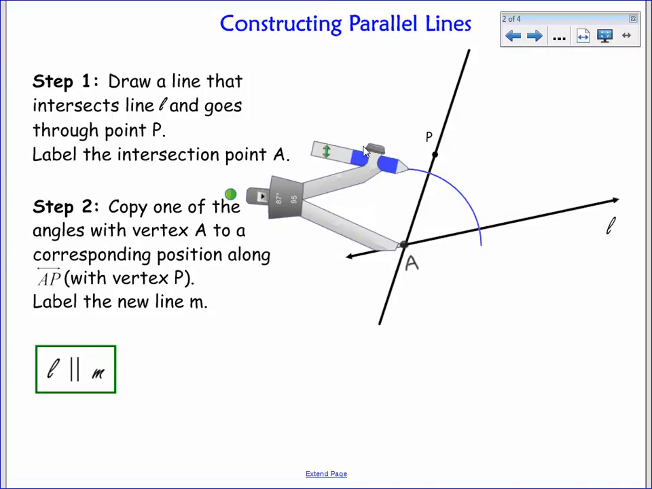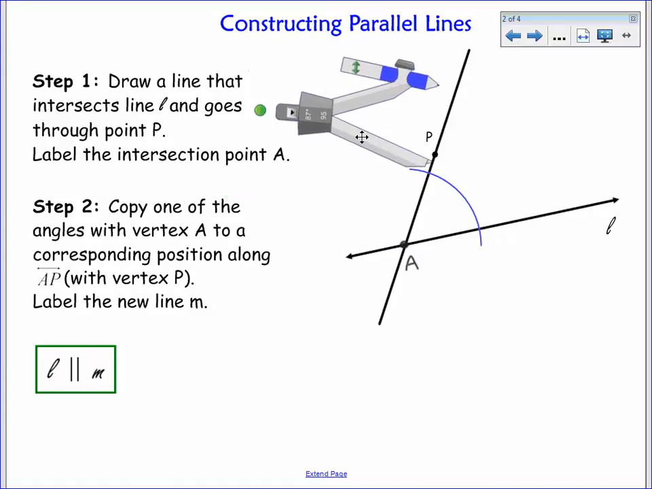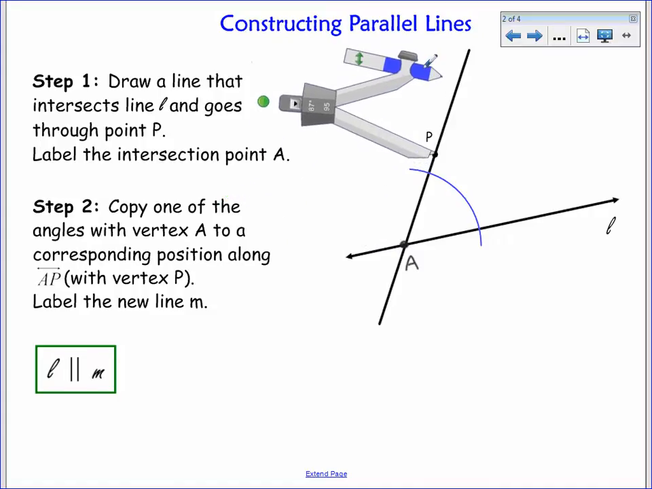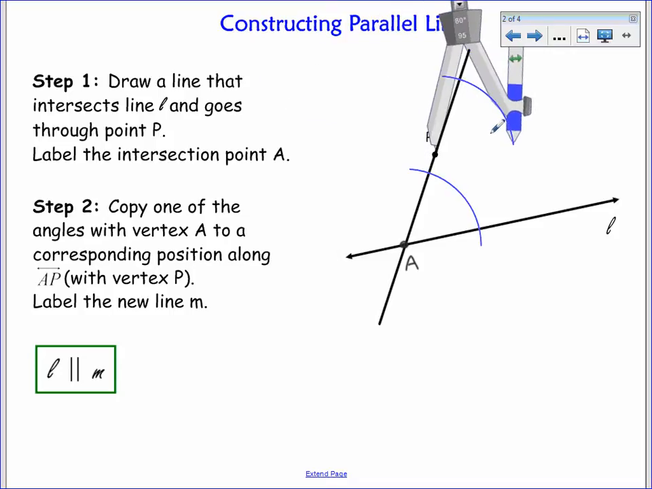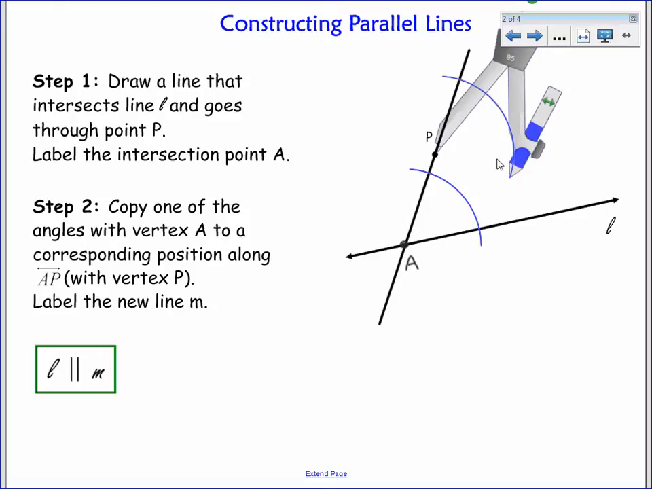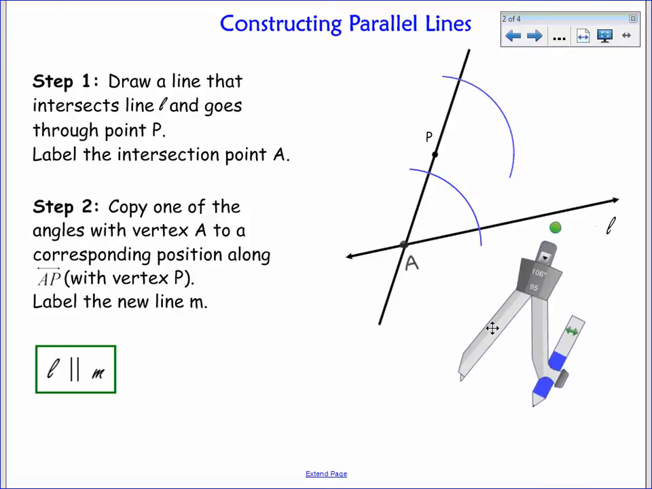Okay, so remember the first part is to put an arc through that angle, and then I need to replicate that arc at the vertex of my new angle, which is going to be P. So I'm going to move my compass up to point P and use the same setting to draw an arc here. I'm going to go a little further than I think I need just to play it safe.